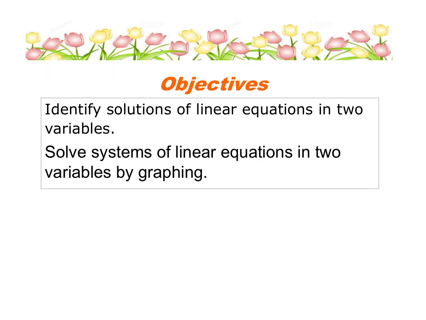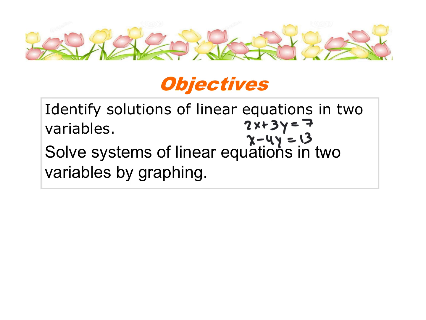So by the end of today, you should be able to identify solutions of linear equations with 2 variables and solve systems of linear equations in 2 variables by graphing. Now, just so you guys know, a system of linear equations is going to be something like 2x plus 3y equals 7 and x minus 4y equals 13, for example.